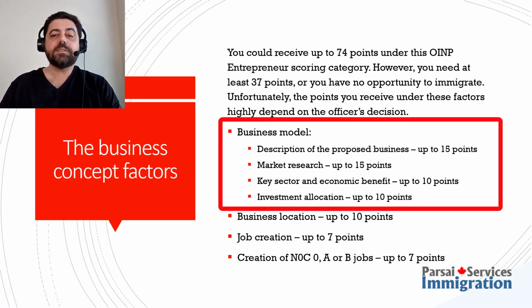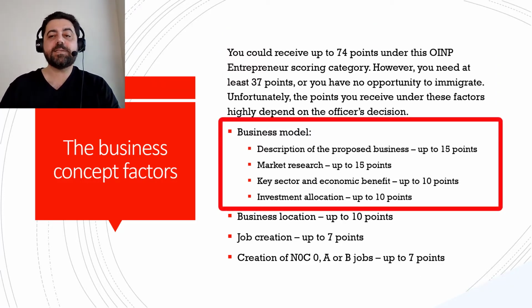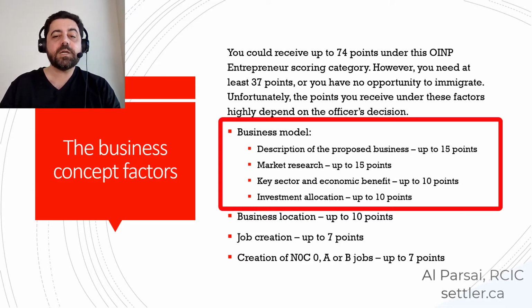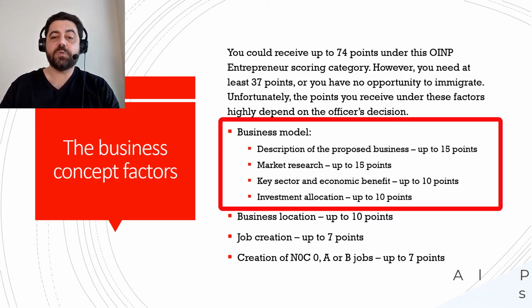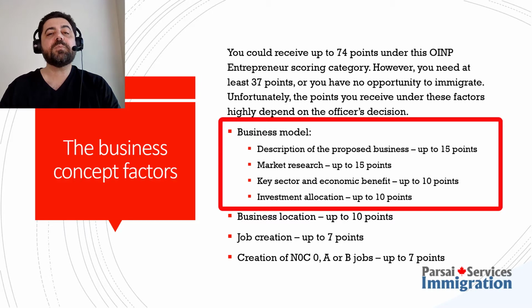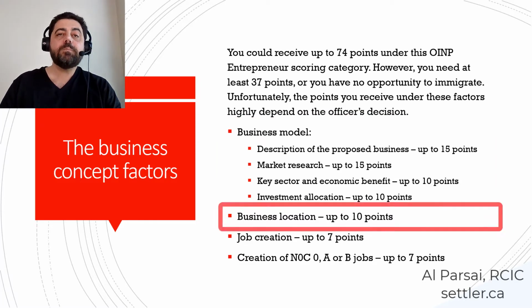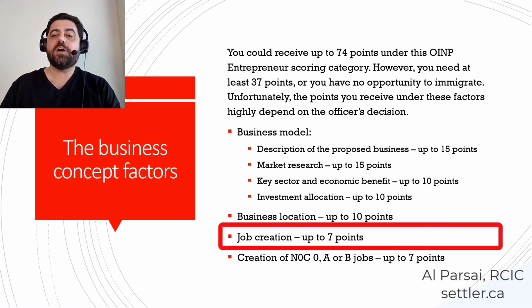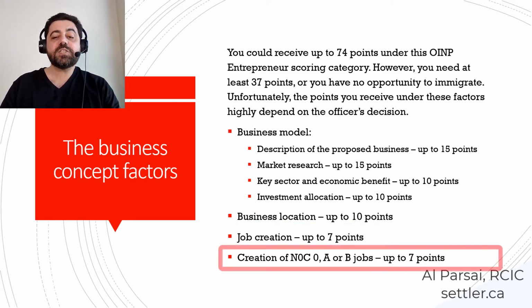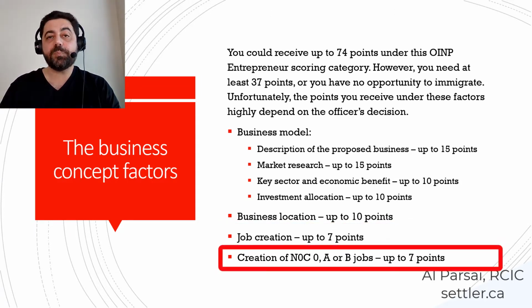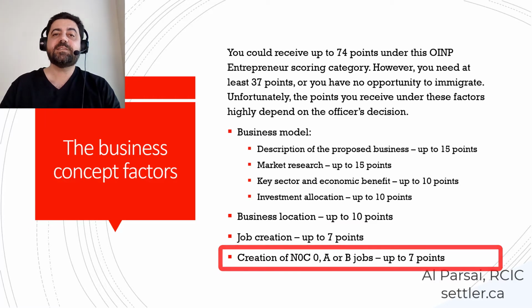Business model. Description of the proposed business up to 15 points. Market research up to 15 points. Key sector and economic benefit up to 10 points. Investment allocation up to 10 points. Business location up to 10 points. Job creation up to 7 points. Creation of NOC 0A or B jobs up to 7 points.